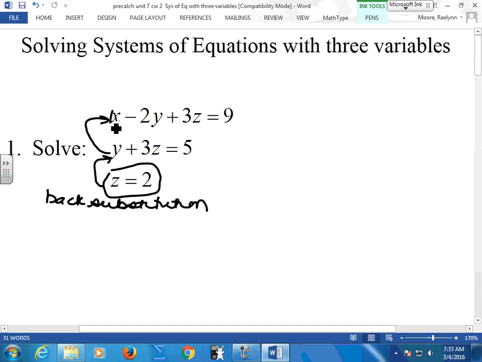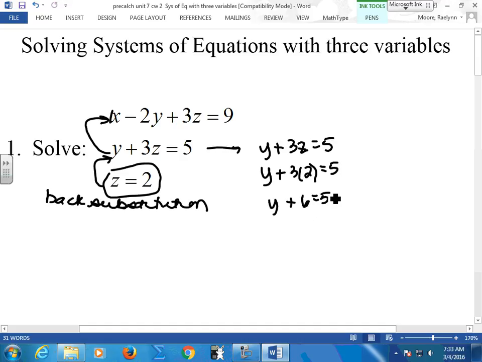So we'll take this guy. First thing we'll do is plug it into this one. When z is 2, you'll find y. So keep track of your answers. Okay. Then substitute it into this one. Just keep going back.